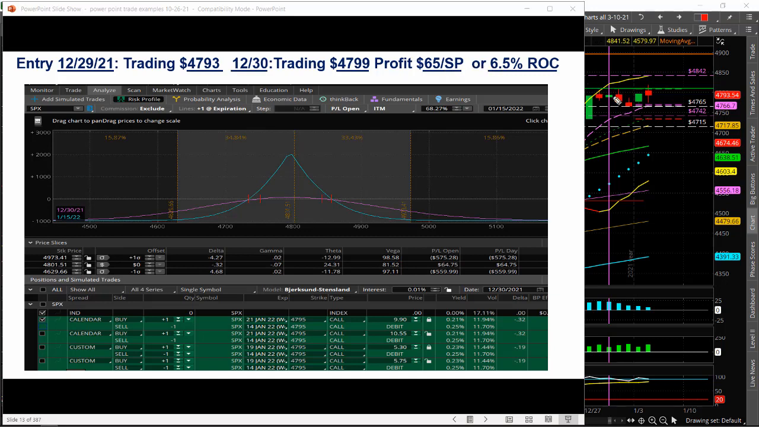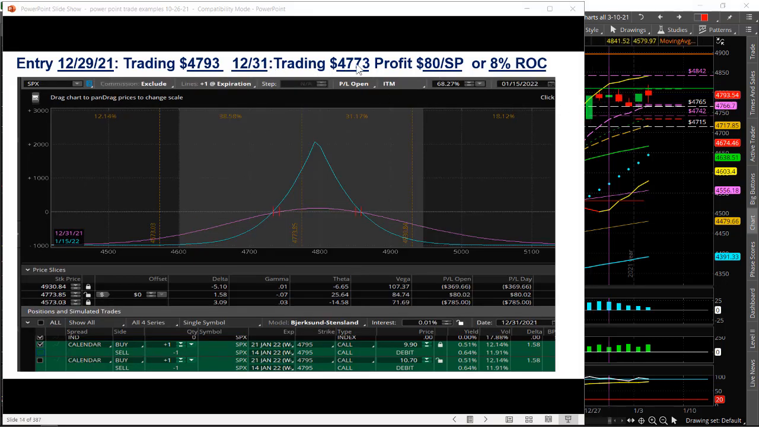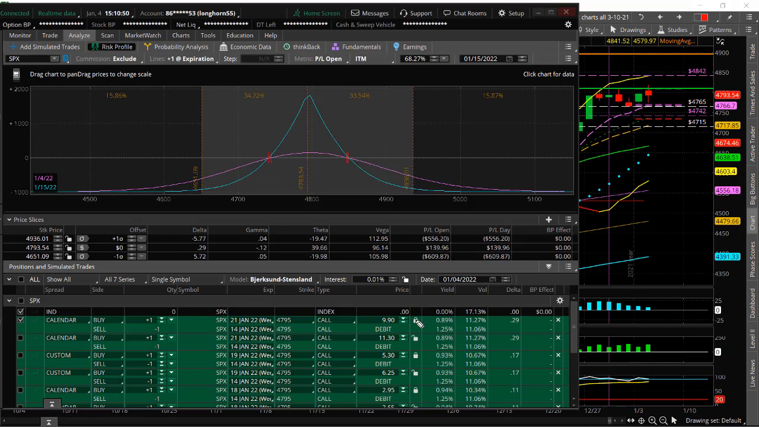These are a great way to play income, and you do this weekly, typically on a Tuesday or Thursday, taking advantage of theta going into the weekend. So one day later, up 6.5%, and then the next day, the 31st, it was trading at 47.73 right here, and now it was up $80 per spread, or 8%. And currently, today being the 4th of January, the spread, which was set up at a $9.90 debit, is now $11.30, so it's up about $139, $140. That's a 13% return, and it's trading just perfectly in that range right here.